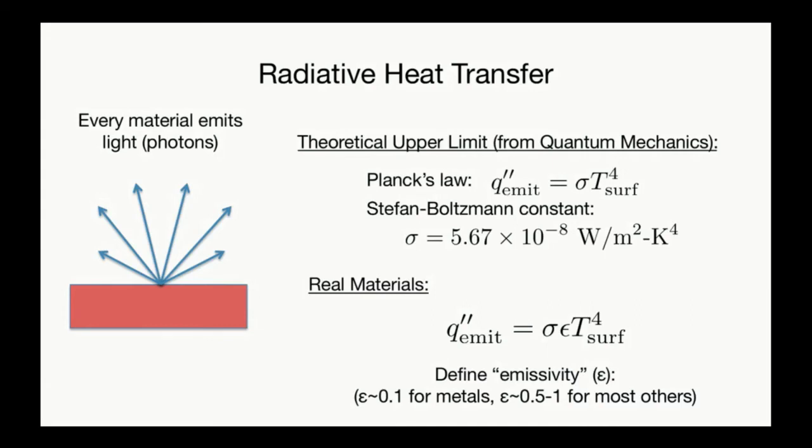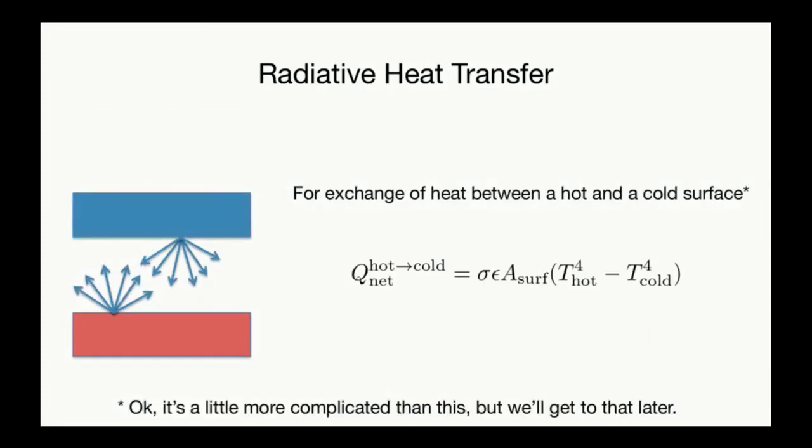And so for metals, that number is usually abnormally low. So for a pure metal, that number might be around 0.1. But for most other materials like ceramics and fluids and most things, especially rough things, tend to have emissivities pretty close to 1. So emissivity is always a number between 0 and 1, by the way, because 1 would be the upper limit. But typical values tend to fall in between half and 1 for most materials.